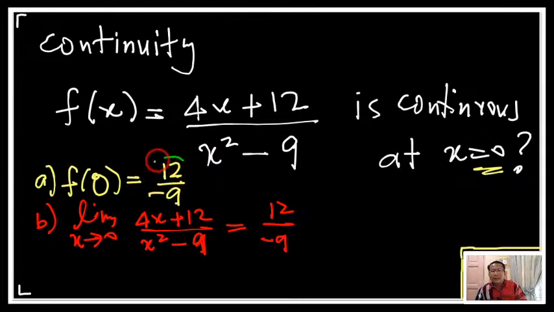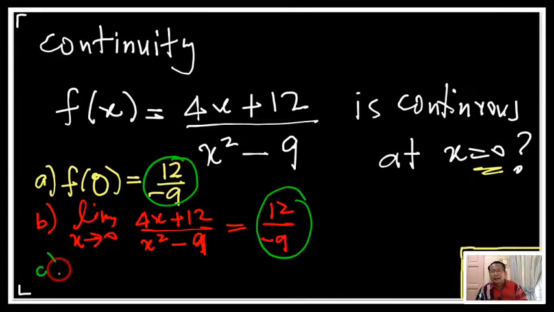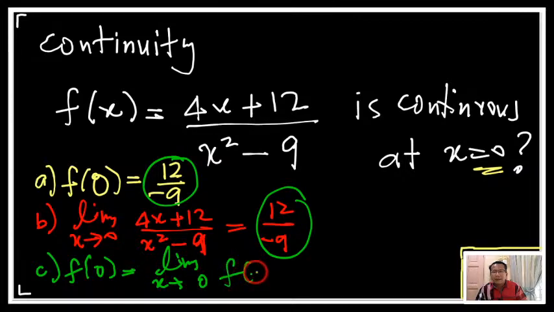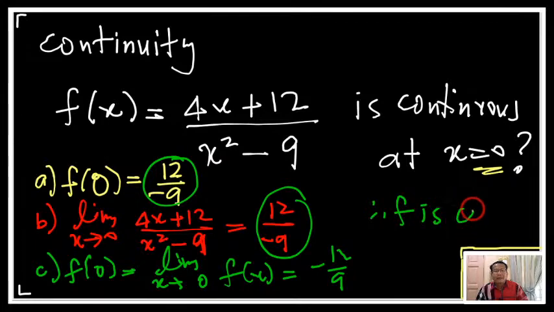Third, you check whether this value and this value are equal. See, f(0) is equal to the limit as x approaches 0 of f(x), and this one is equal to minus 12 over 9. Therefore, f is continuous at x equal to 0. Easy, right? You just need these 3 steps. If you start here, and then you say it is discontinuous.